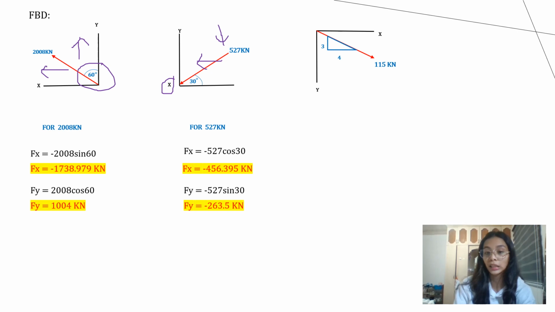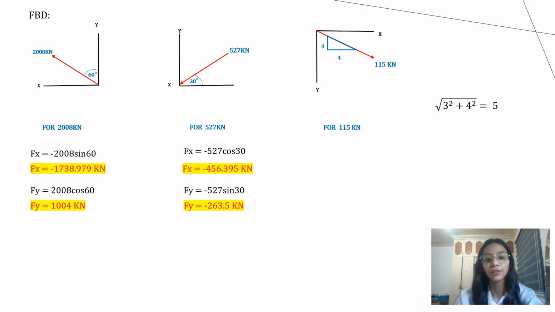And lastly, for the force 115 kN with the line of action pointing to the right downwards with the slope of 3 and 4, we have to find the hypotenuse with this given formula. The given formula is the square root of 3 squared plus 4 squared, which is equal to 5.